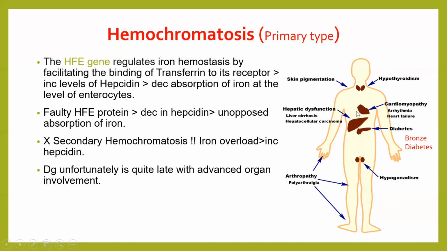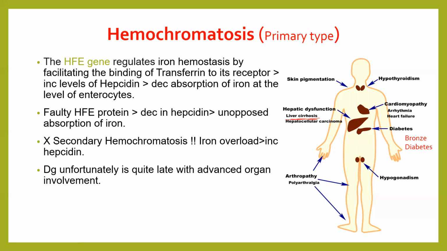So we can see skin pigmentation, it can accumulate in thyroid, hepatic dysfunction, and usually the cause of death in such people is through liver cirrhosis or hepatocellular carcinoma. And the sad thing is that hemochromatosis is diagnosed quite late after there is involvement of organs. We can also have cardiomyopathy. Which kind of cardiomyopathy? Well, a restrictive type, because iron can accumulate in the walls of the ventricles.